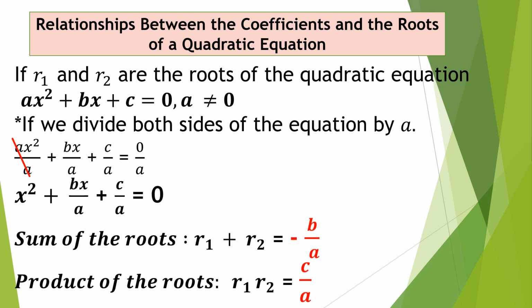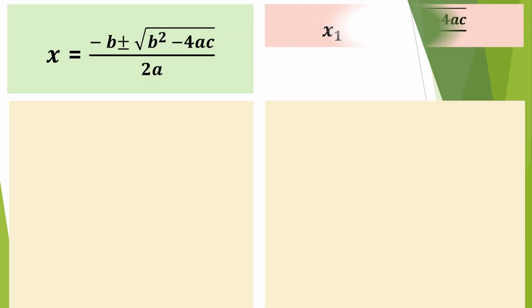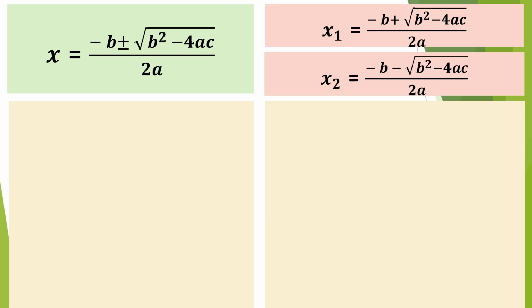Let's explore more. For you to really be aware of how we arrive at that formula for the sum and product of the roots, let's consider this. From the quadratic formula, x equals negative b plus or minus the square root of b squared minus 4ac all over 2a. So we all know that we have here two roots, no? x1 is equal to negative b plus the square root of b squared minus 4ac over 2a. And the other root, x2, is equal to negative b minus the square root of b squared minus 4ac over 2a.